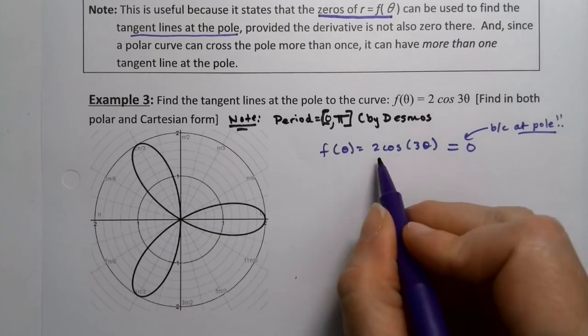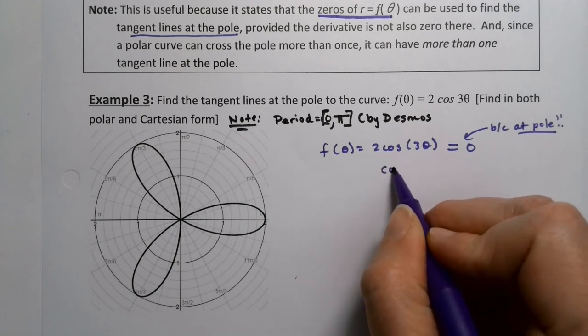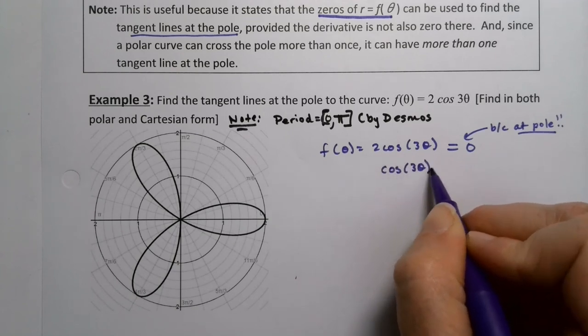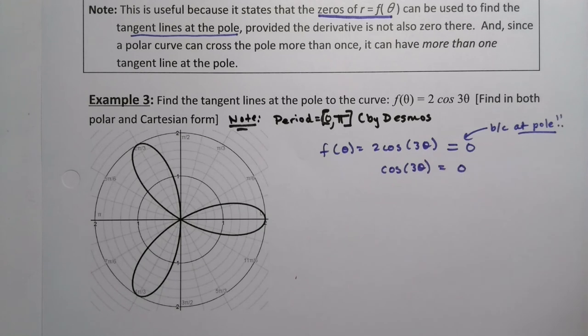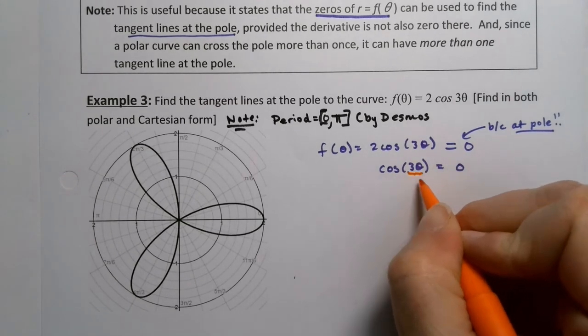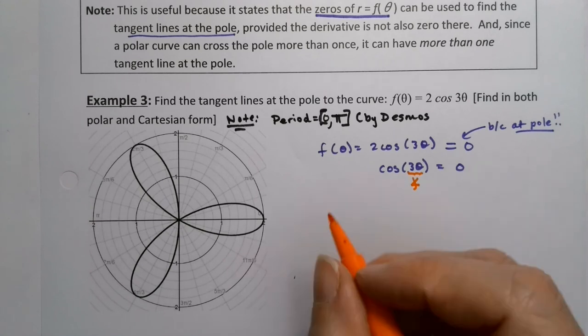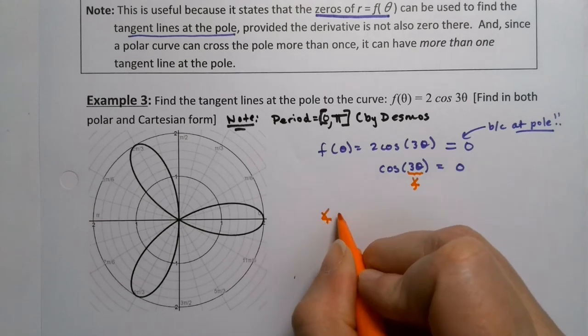Okay, well, 2 has nothing to do with it. I could divide both sides by 2. That means that the cosine of 3 theta has to be equal to 0. Okay, so that means that my angle is 3 theta, right? So I have some angle. Now let's think about that angle. Don't worry about the 3 theta part. Just worry about the angle. All right, so the angle is 3 theta.